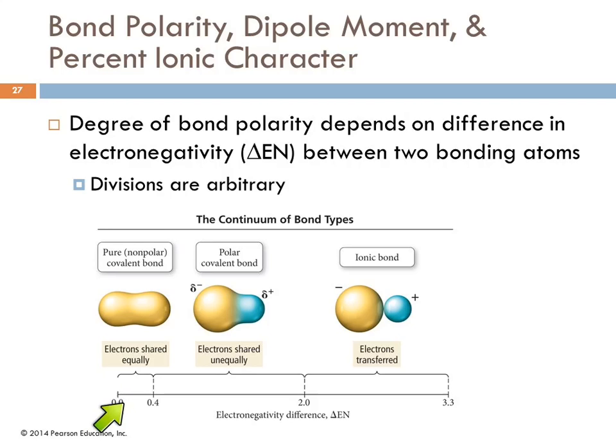But we go up to a difference of 0.4, and we say, well, we're going to call that a covalent bond. That's equal enough sharing. And if we go over here, if we get a difference above 2, then we say, well, that's really a transfer of electrons, and that's an ionic bond. And then in between, the electrons are being shared, but they're not shared equally. So that's a polar covalent bond.